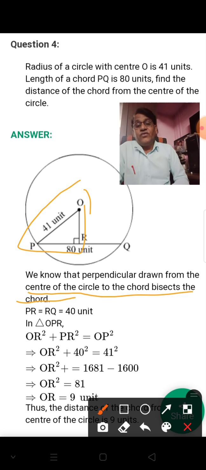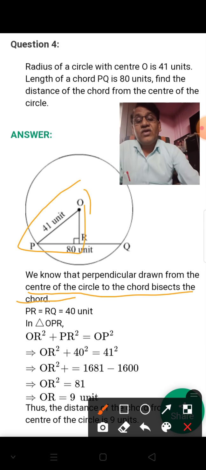So again you have to use the Pythagoras theorem. When we use the Pythagoras theorem, OR square plus PR square is equal to OP square. Now OR square plus PR, which we already found out, 40 square, is equal to OP, which is 41 square. So OR square is equal to 1681 minus 1600. The square of 41 is 1681 and the square of 40 is 1600. So therefore OR square is equal to 81. Therefore when we take the square root of both sides, OR is equal to 9 unit.